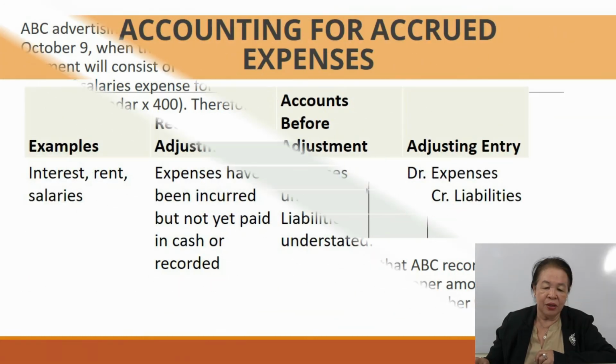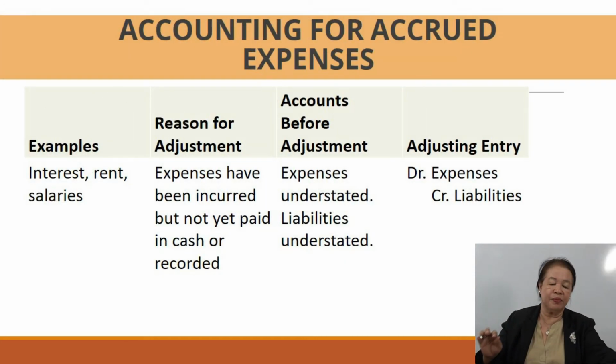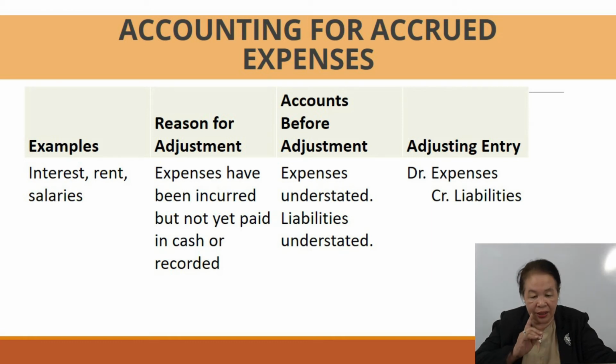Okay? So, accounting for accrued expenses, for example, the interest, the rent, and the salaries. Bakit kailangan natin mag-adjust? Because the expenses have already been incurred pero hindi pa nabayaran, no? At hindi pa rin na record. So, anong nangyari sa account before the adjustment? The expenses are understated. Bakit understated? Kasi hindi mo pa na-recognize, hindi mo na-record, hindi pa nadagdag doon sa expenses mo. So, since ang expenses mo understated, yung liabilities mo is also understated.